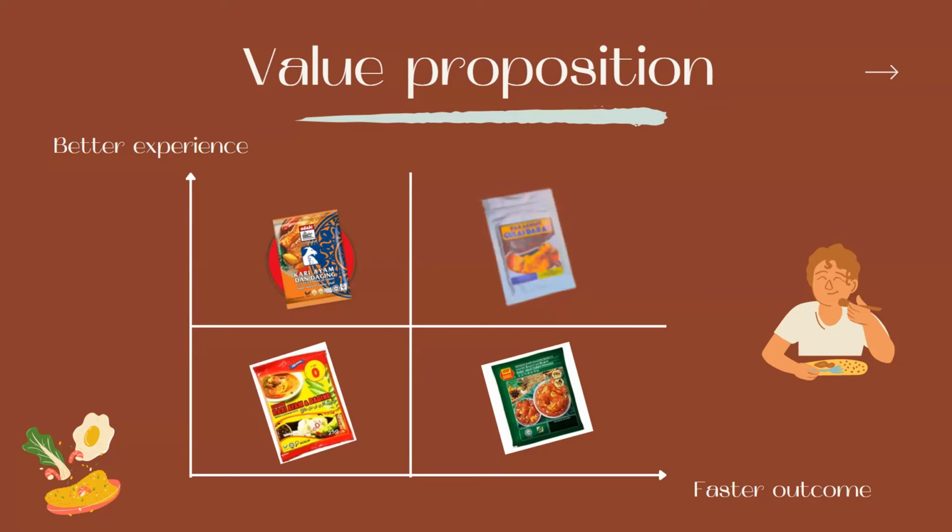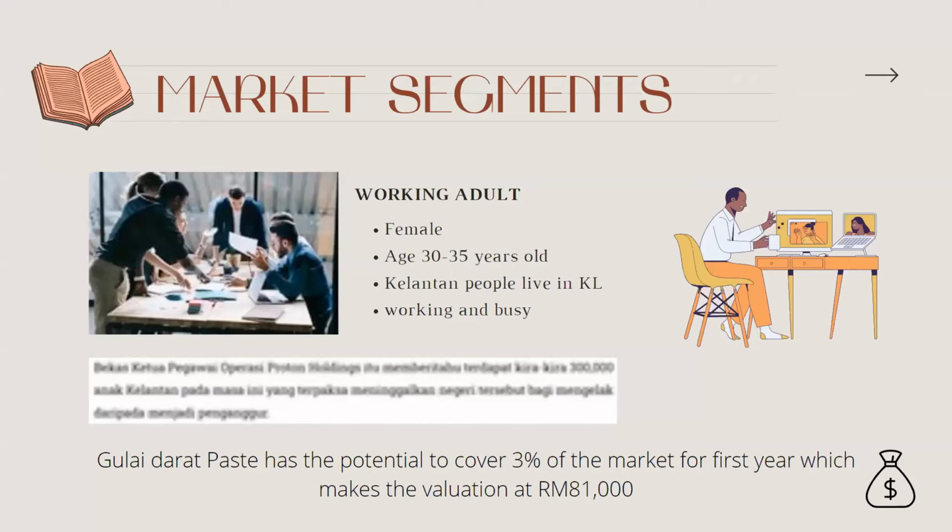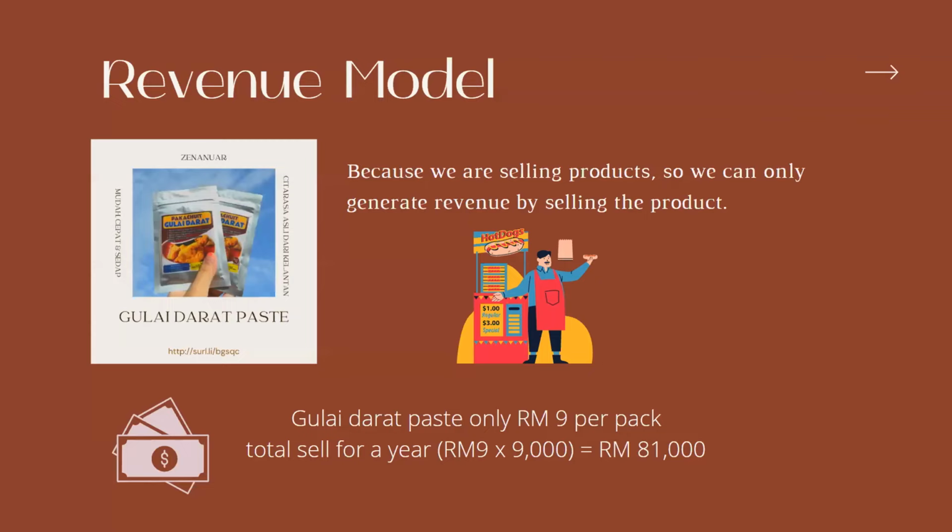So next, our target market is working and busy adults, female, age 30 to 35 years old, Kelantan people who live in KL. Usually they are already married and have children, so they don't have much time to spend in the kitchen. Because we are selling a product, we can only generate revenue by selling the product, but I also think about selling ready to eat meals to customers, for example mee kari and laksa Thai. So gulai darat paste is only 9 ringgit per pack.